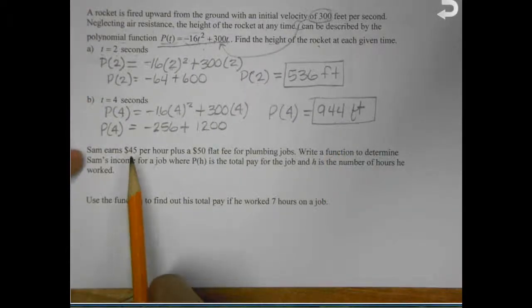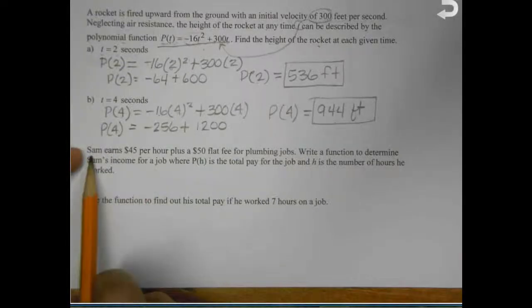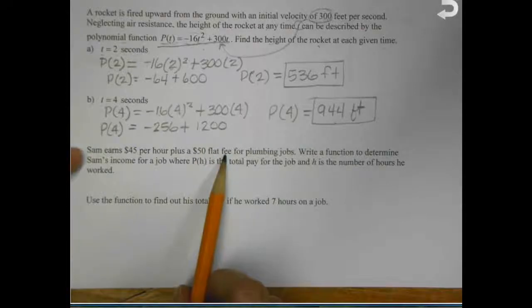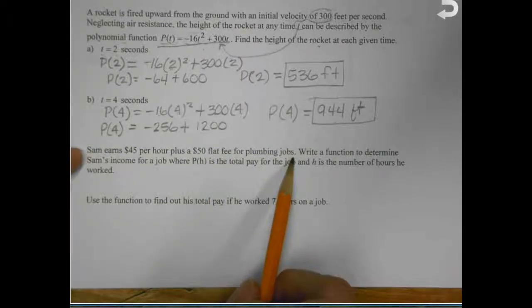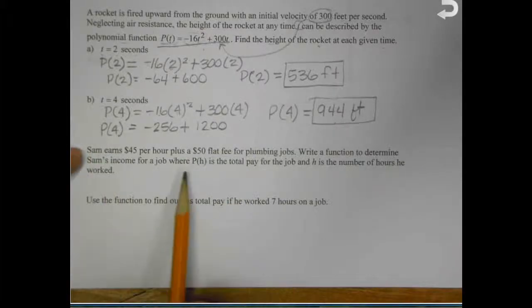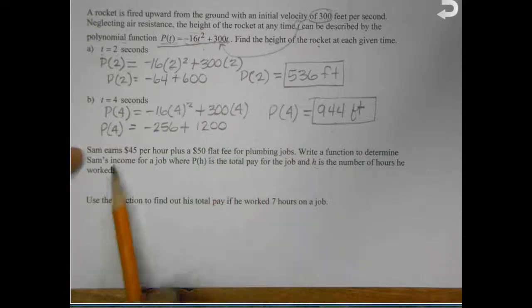On this problem, I'm asked to figure out a function and then actually use the function to find how much this person makes on his job. So Sam earns $45 per hour plus a $50 flat fee for plumbing jobs. Write a function to determine Sam's income for a job, where P of H is the total pay for the job and H is the number of hours he worked.